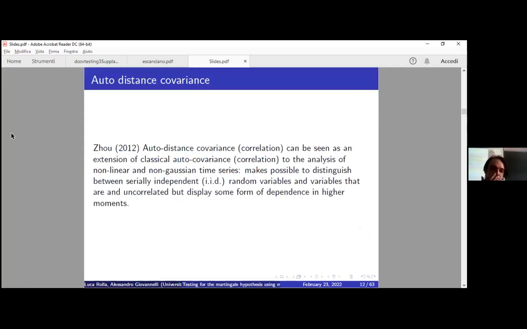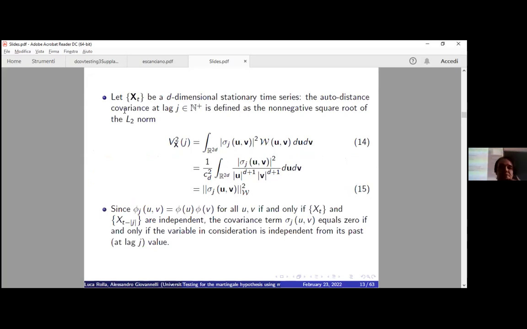Okay, let's move to time series. So Zhou in 2012 was the first to make an application of distance covariance to time series, and he defined the concept of auto-distance covariance, which again can be seen as an extension of auto-covariance or autocorrelation, if you wish, and again makes it possible to distinguish between serially independent random variables and variables that are uncorrelated, but still have some other form of dependence in higher moments.